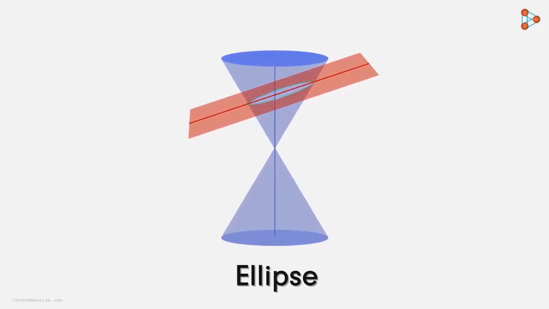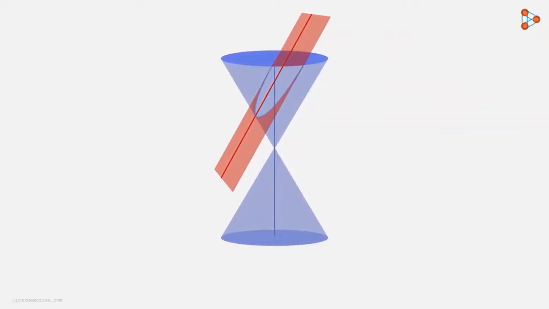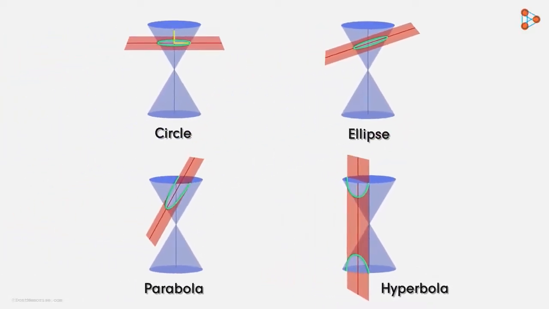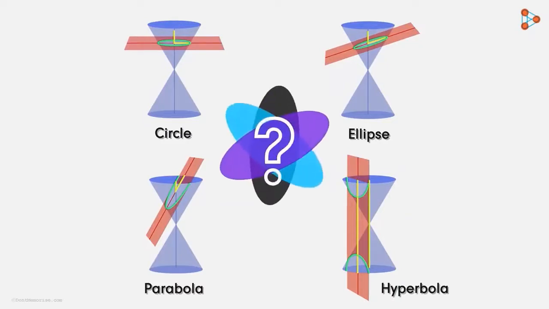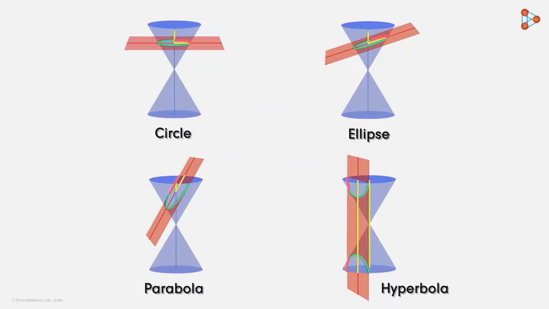Let's continue tilting it a bit more. If we tilt it even more like this, we get a parabola. And finally, if we tilt the plane like this, we get a hyperbola. So what can we conclude here? Depending on the angle at which the plane intersects the cone, we get different curves. But why are we studying these shapes or curves? Because we see these shapes in our daily life constantly in some form or the other.